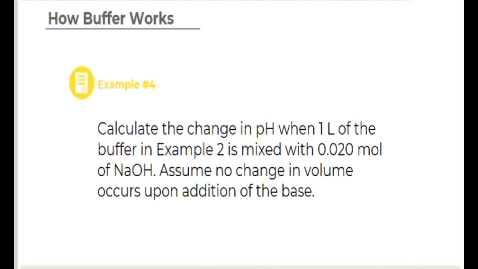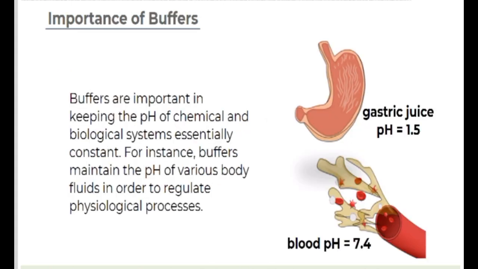In example number 3, we calculate the change in pH when 1 liter of the buffer in example number 2 is mixed with 0.020 moles of sodium hydroxide, and we assume that no change in volume occurs upon addition of the base. Importance of buffers. Buffers are important in keeping the pH of chemical and biological systems essentially constant. For instance, buffers should maintain the pH of various body fluids in order to regulate physiological processes.